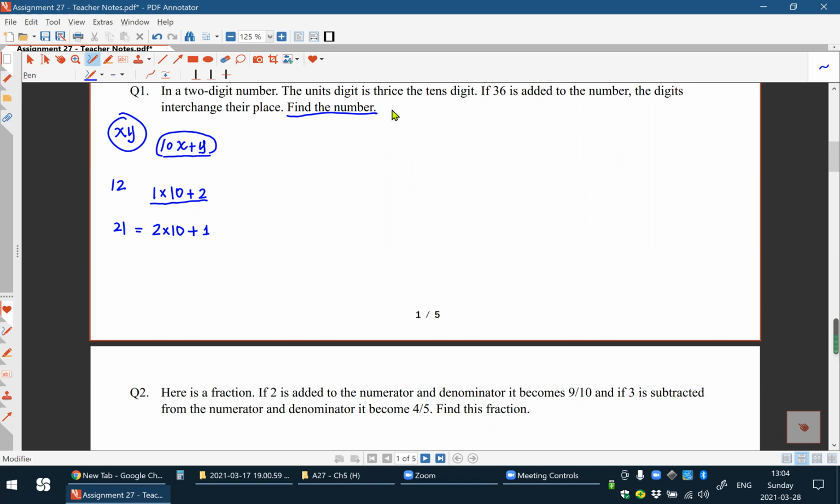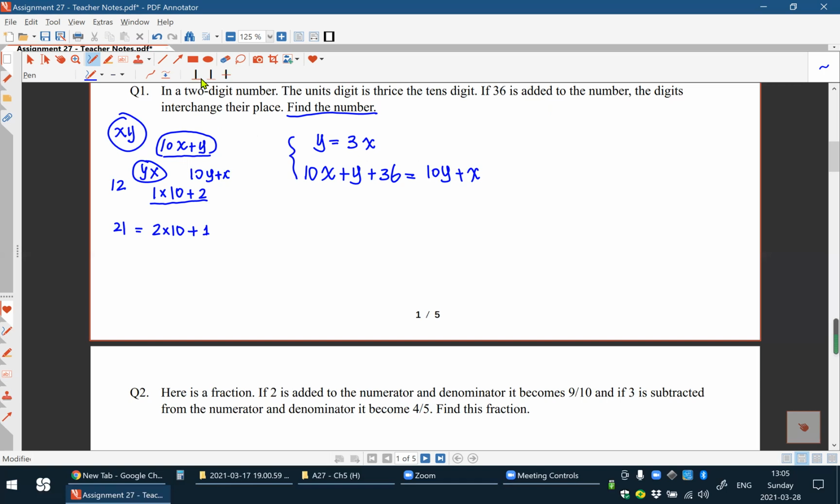So what information do we have to solve for the two digits? First of all, it tells you that the unit digit is thrice the tens digit, so y is 3 times x. This is the first relationship. Next, if 36 is added to the number, originally 10x plus y, then the digits interchange their place. So it becomes yx, and the real quantity of yx is 10y plus x.